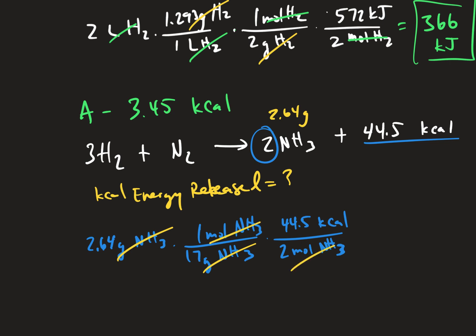Moles of NH3 go away. We're left with kilocalories. That's what we're looking for. So we got that, and we should get 3.45 kilocalories of heat released. Since it asks for how much heat is released, then we just leave it as 3.45 kilocalories. If it asks for the enthalpy change or heat change, then yeah, we would write negative 3.45.